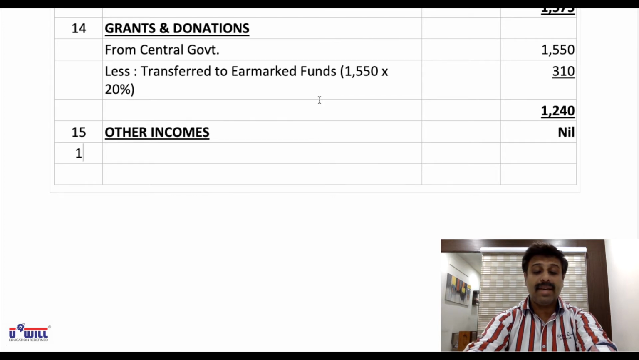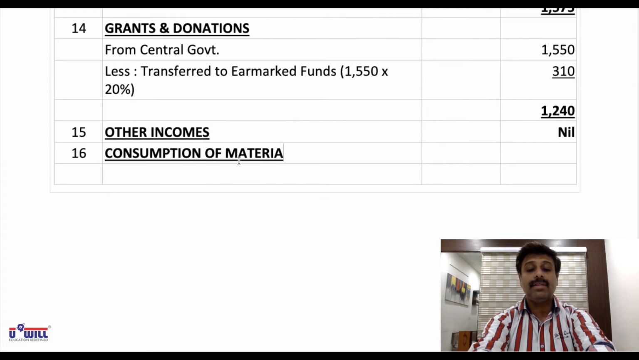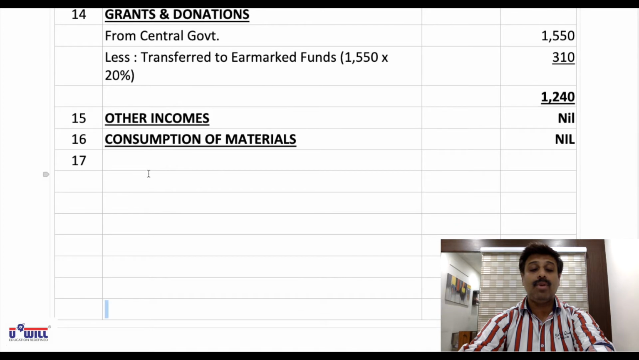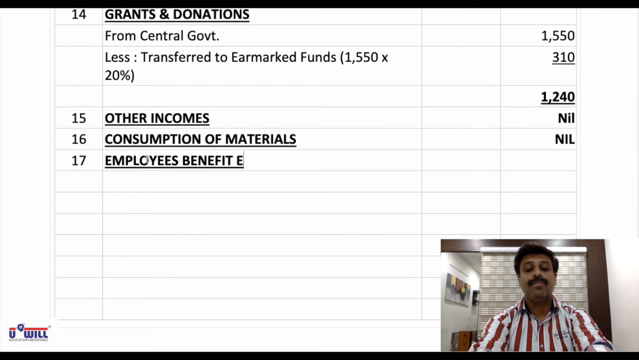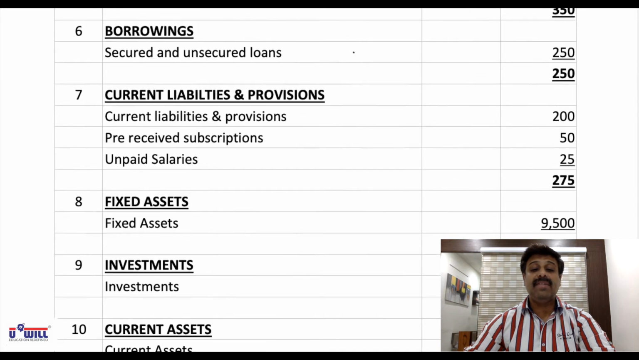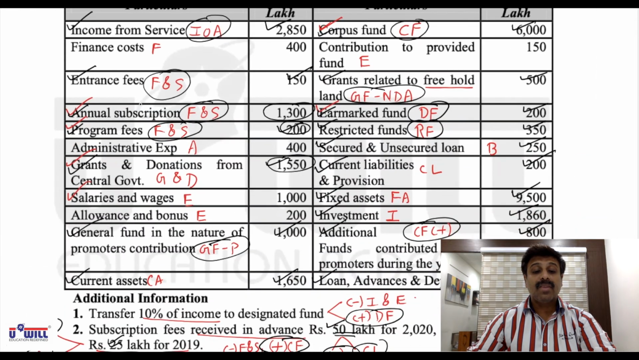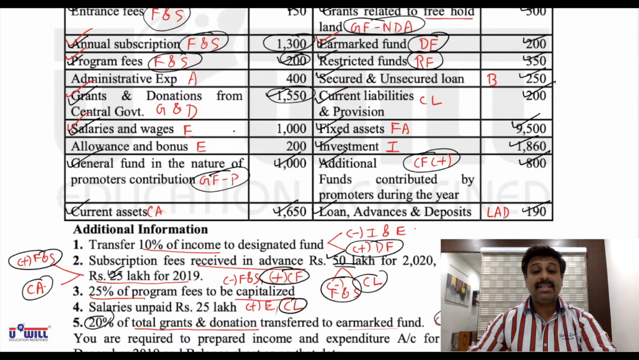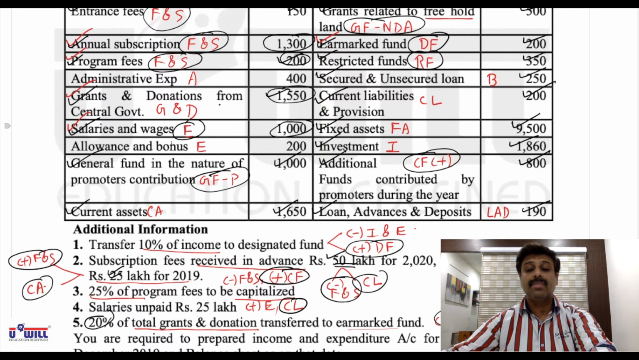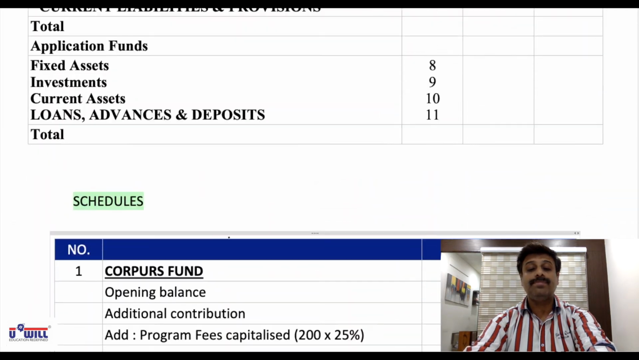Then after other incomes we have expenses. First, consumption of material, that is also not given in the question, so nil. Then after consumption of materials, D, we don't have. E, employees benefit expenses. E marked items will be taken over here. So employees benefit expenses, we have salaries and wages. Tick is there, so inner column 1000. Salaries and wages 1000 in inner column.